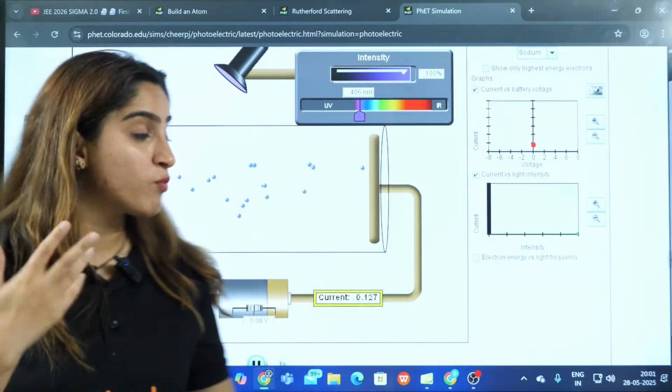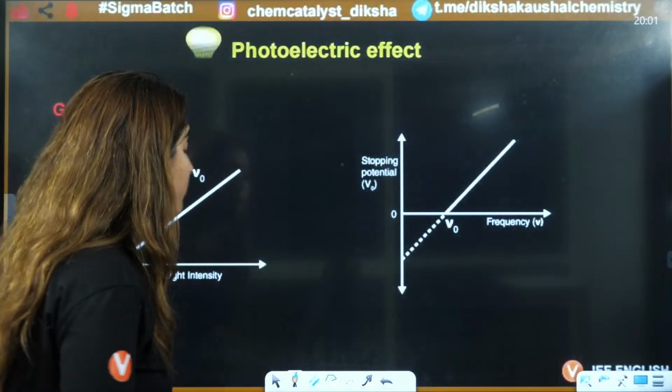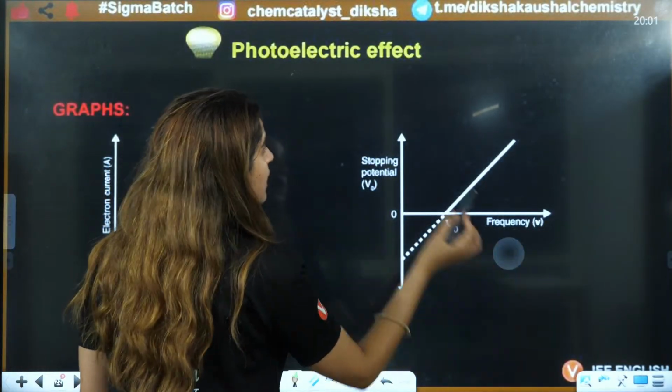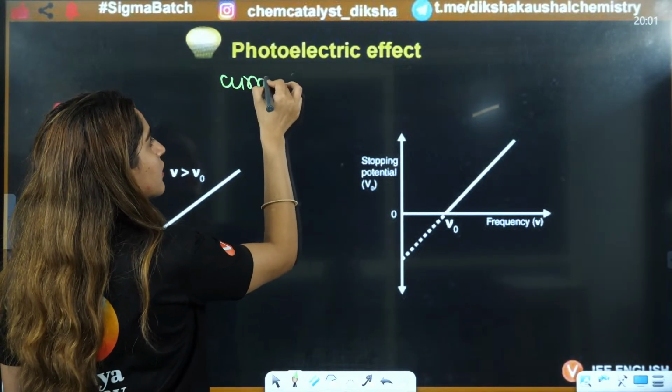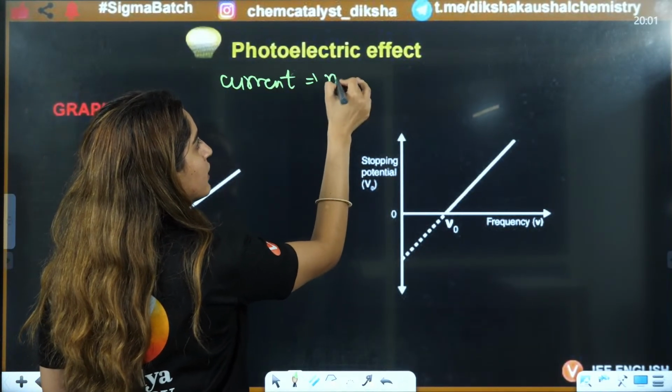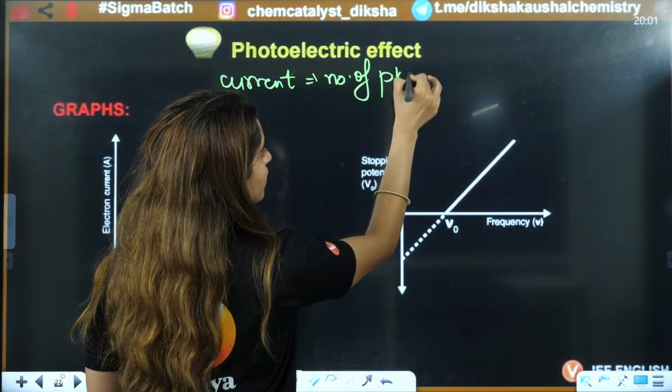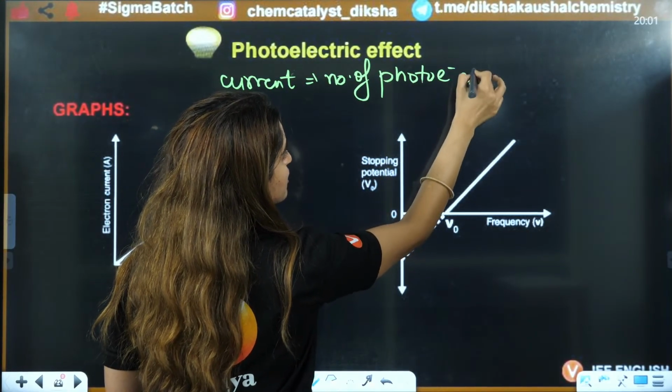Now, can you tell me what is current? Let's see, what do you mean by current? Current means the number of photoelectrons ejected.